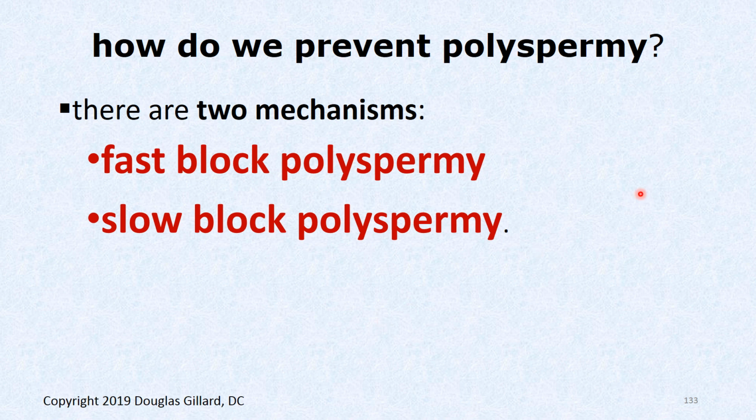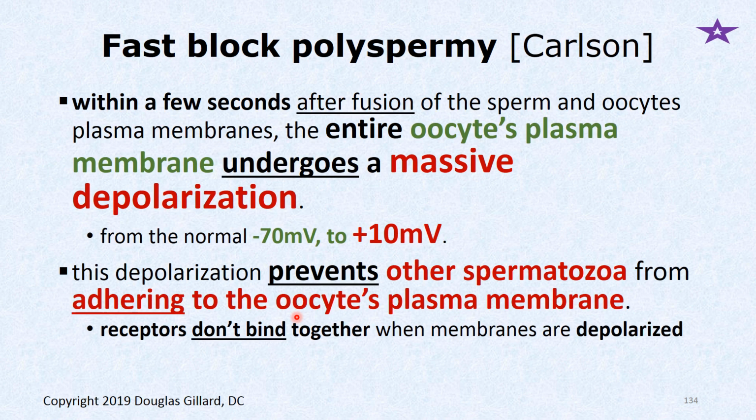How do we prevent polyspermy? Now we're getting back to that. So we need to talk about fast block and slow block. And I got that one slide out of place because we kind of talked about it a little bit. But let's talk about fast block polyspermy.